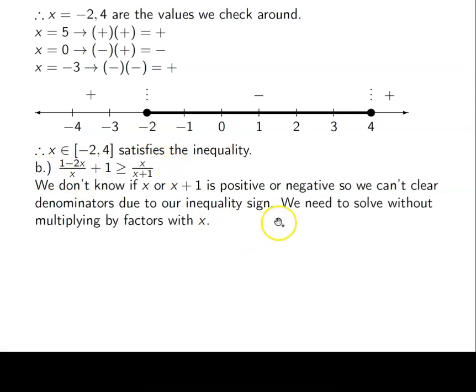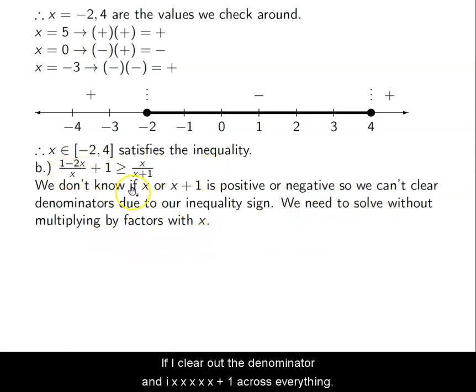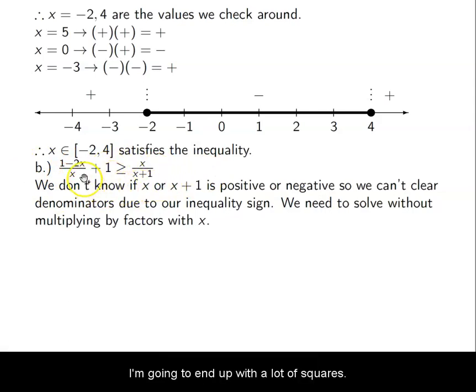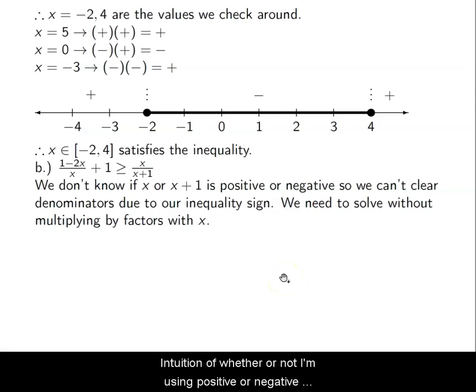So we need to solve without multiplying by factors of x, okay? Because again, if I clear out the denominator and multiply times x plus 1 across everything, I'm going to end up with a lot of x squares going on, and that's going to mess up my intuition of whether or not I'm using positives or negatives, because I have a square term there, right? Even though when I take the square roots, I get positive and negative values.